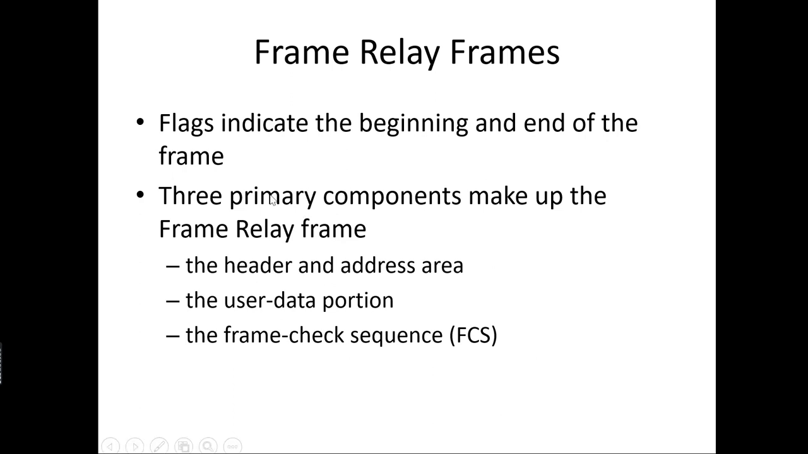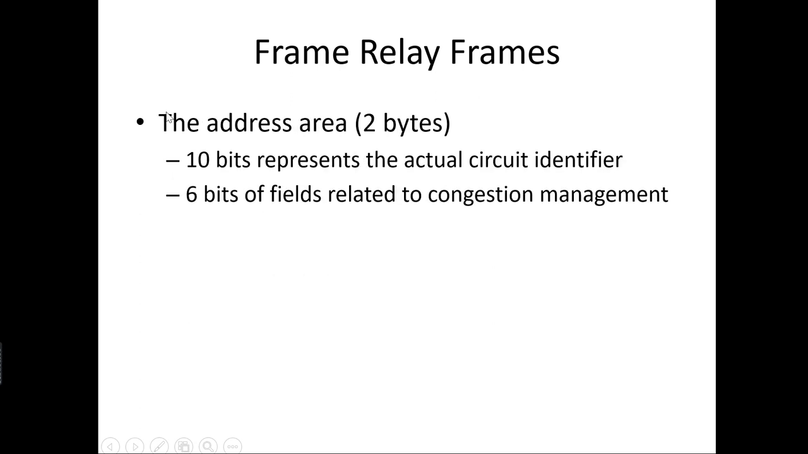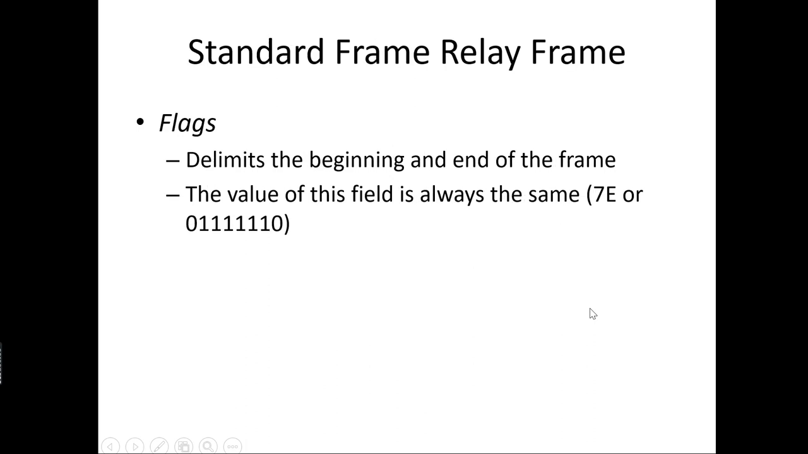And then the three important components are the header and the address area, the data portion, and the frame check sequence. What about the address area? It is a 2-byte value, 16 bits totally. The first 10 bits represent the circuit identifier and the 6 bits are related to congestion management. So in case of BECN and FECN, this can be utilized. So that is about the address area.